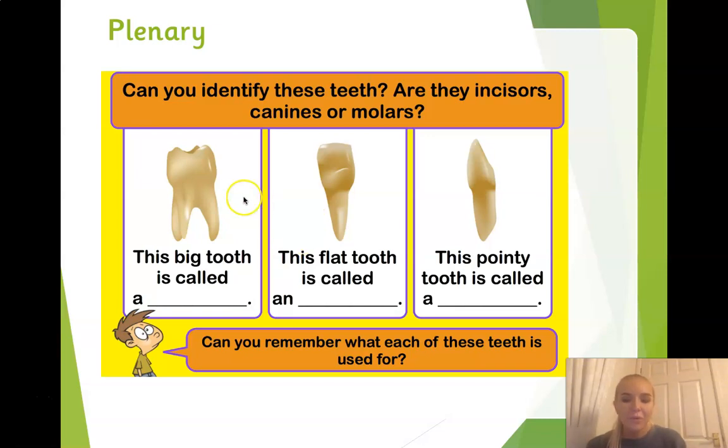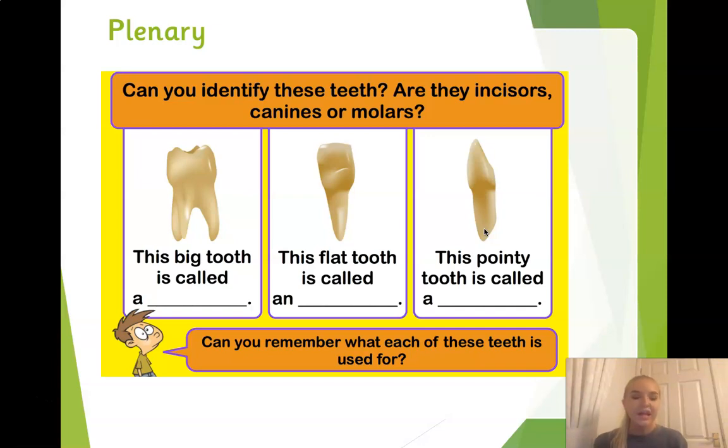Okay, do you remember what this big tooth was called? And do you remember what these little side bits of the teeth are called? They're called cusps, aren't they? And well done, the big tooth is called a molar, and you can have premolars and molars. Well done. This flat tooth here, do you remember? Is it a canine? No, Miss Newman, it's not a canine. Well done. It is an incisor. It's flat and it's smooth. It's an incisor. Well done. And this pointy tooth, do you remember? Well done, it's a canine. It's used for really biting and chewing and tearing those foods up.